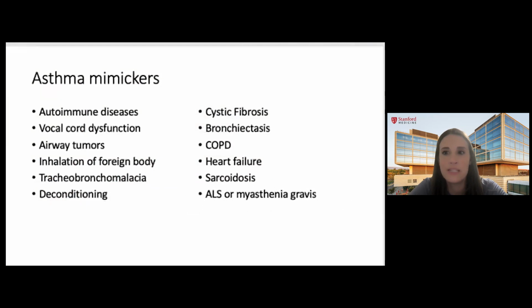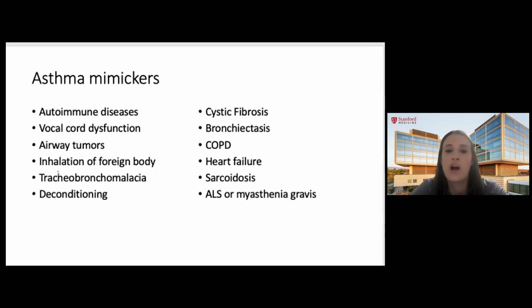And what are some things we see that mimic asthma and can be mistaken for asthma? Autoimmune diseases, vocal cord dysfunction. When you speak, your vocal cords are supposed to go in and then air passes through them to produce sound. But for some people, their signals get mixed and their vocal cords go in at inopportune times, and you can have difficulty getting air out, shortness of breath, wheezing, but it's coming from up here in the throat rather than down in the lungs.